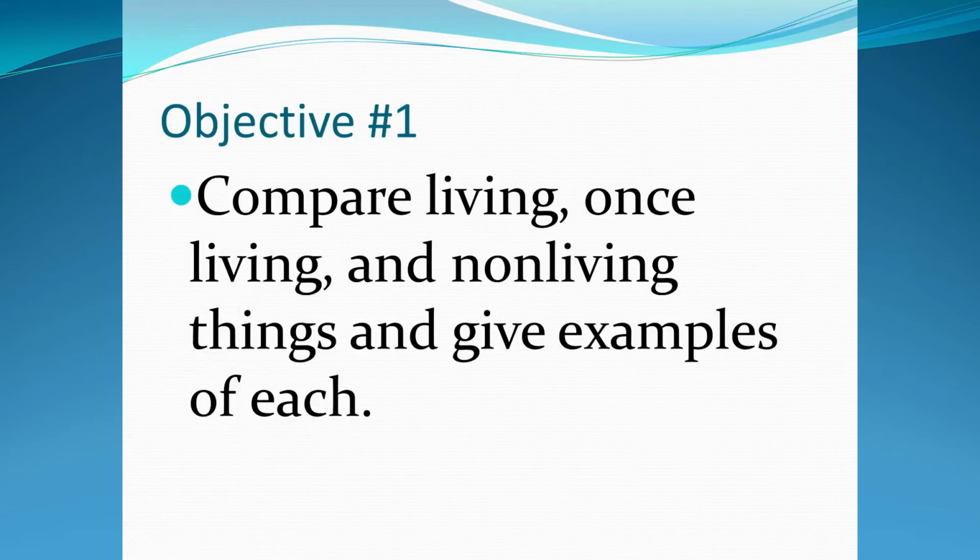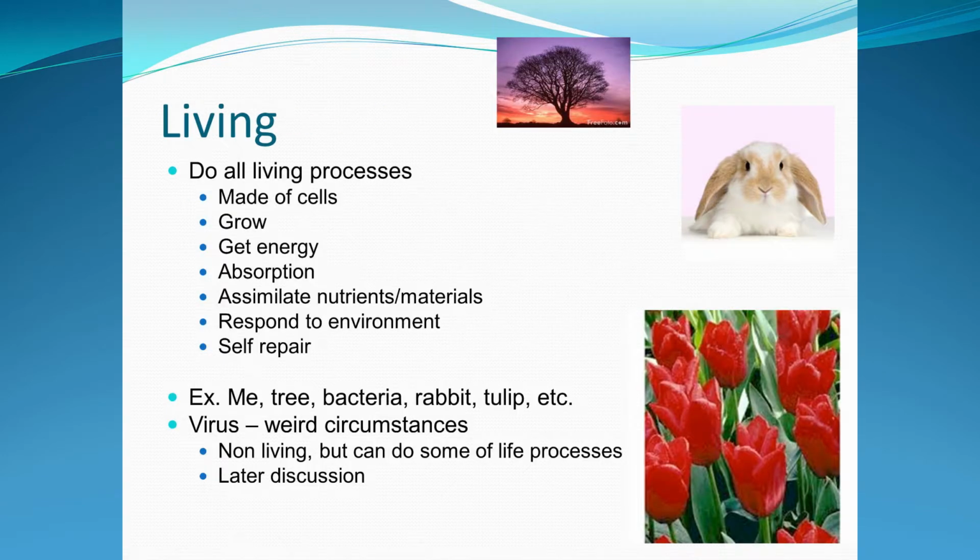The first objective asks you to compare living, once living, and non-living things, and then tell me how they're different and give me examples. So if you are living, you do a number of processes, including you're made of cells, you have to grow, get energy, you have to be able to get rid of wastes, you have to be able to respond to your environment. You will need to know for your test 5 things that living things can do.